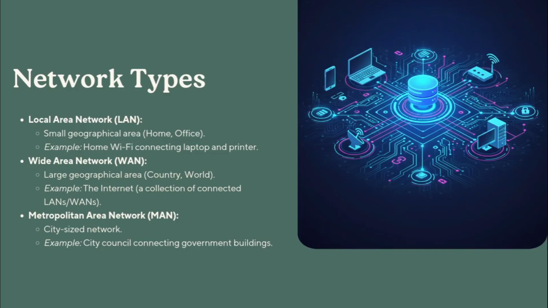Networks are categorized by size. A LAN covers a limited area, like your home or an office building. A WAN covers a vast area. The Internet is essentially the largest wide area network, connecting smaller networks globally. A MAN falls in between, typically covering a city, such as a network connecting various municipal buildings.